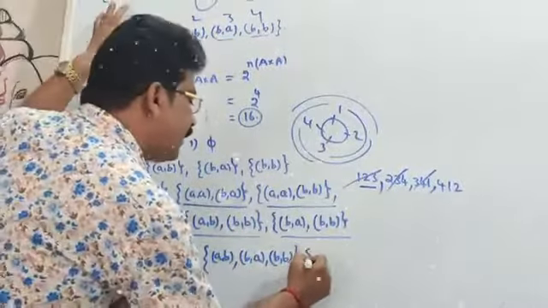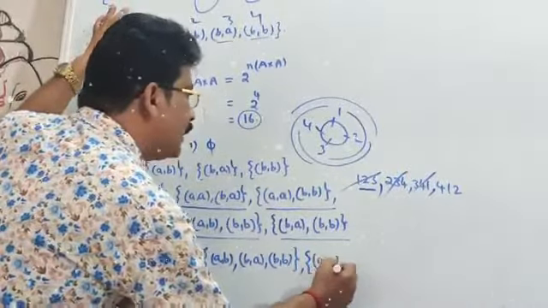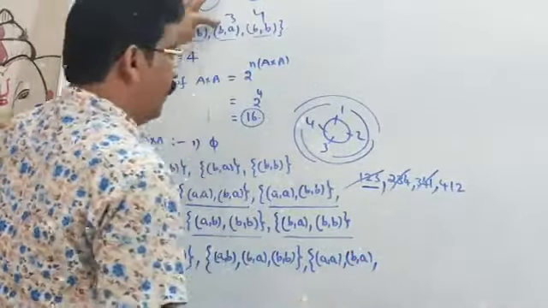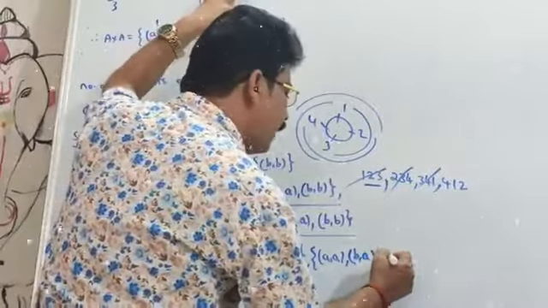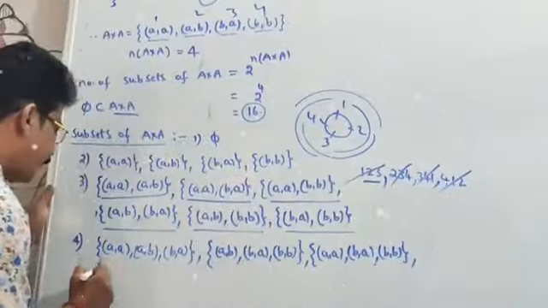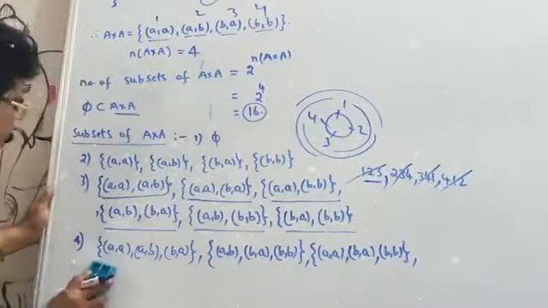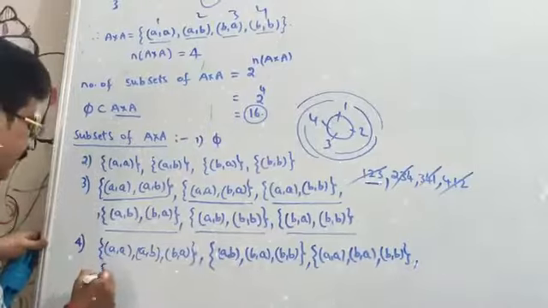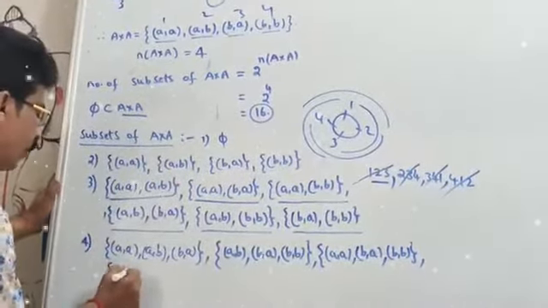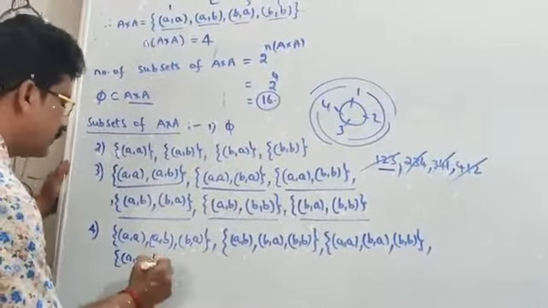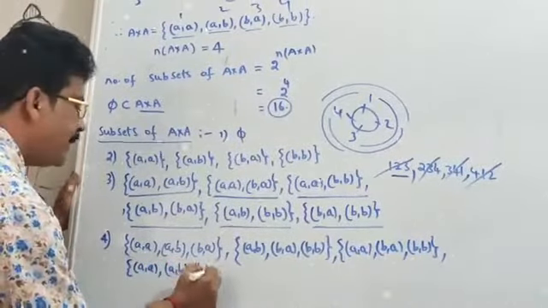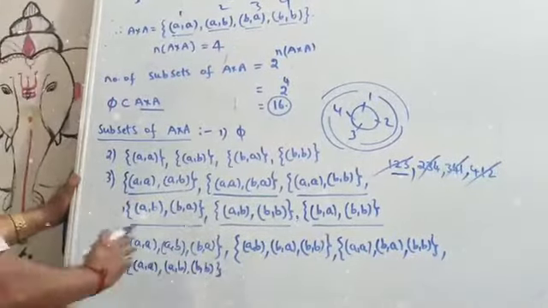1. The set of 1, 3. 1, 3, 4. B, comma, B, comma, B. Next, 1, 2, 4. The set of 1, 2, 4. 1, 2, 1, 2, 4. B, 1, 2, 4. Okay, this is the fourth set.